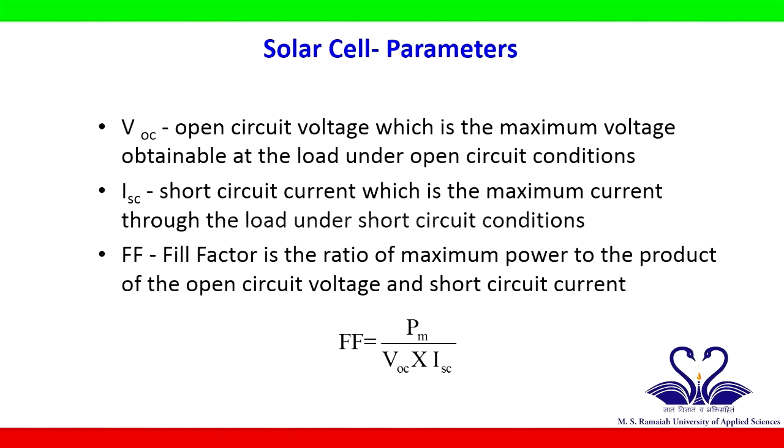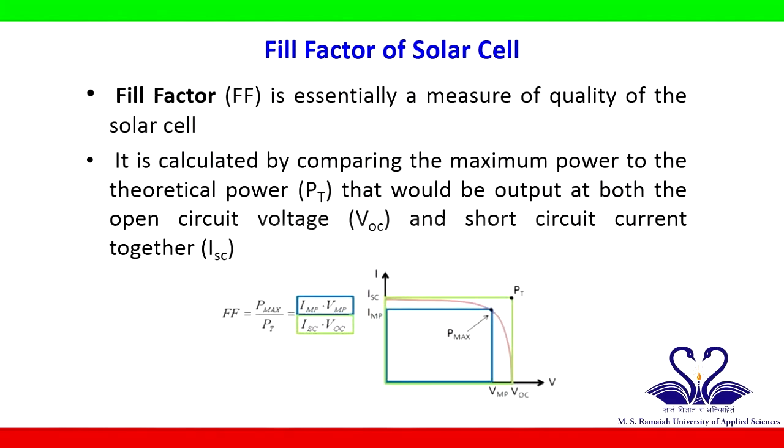Fill factor is the ratio of maximum power to the product of open circuit voltage and short circuit current. From the voltage current graph, we can find the knee point and can determine the maximum power point where the cell delivers maximum electrical power. By measuring open circuit voltage, short circuit current and maximum power point, we can calculate the fill factor of the solar cell, which is a measure of quality of solar cell.